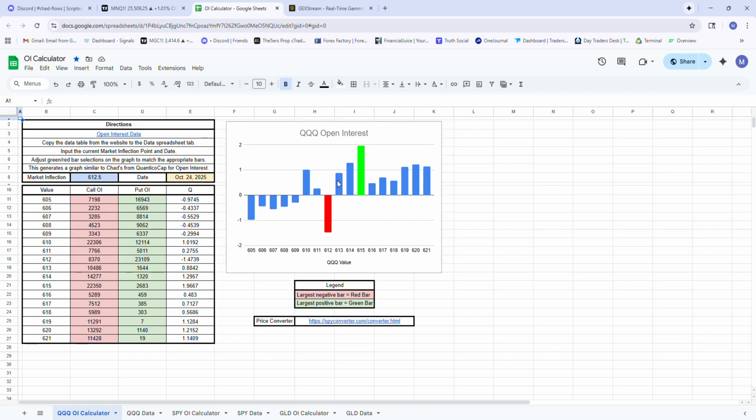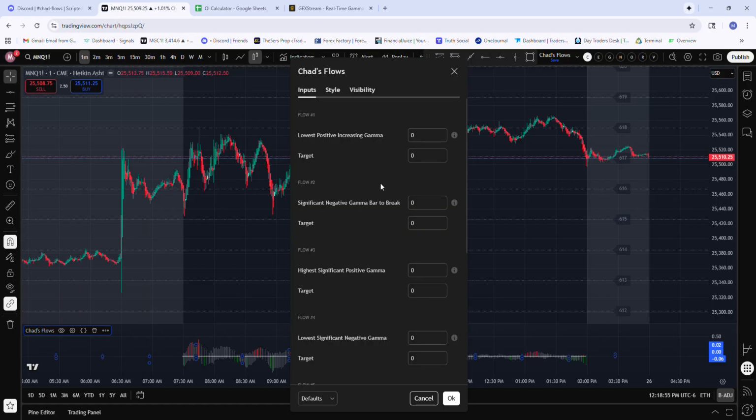Flow number 1 is increasing interest, and you're starting in positive gamma, and that interest continues to increase up to a maximum bar, which is typically your green bar, and that would be your target. So if I were to use the data from this chart to put into the indicator, I'd want to put in 613 as my first significant increasing open interest bar, and then 615 would be my target.